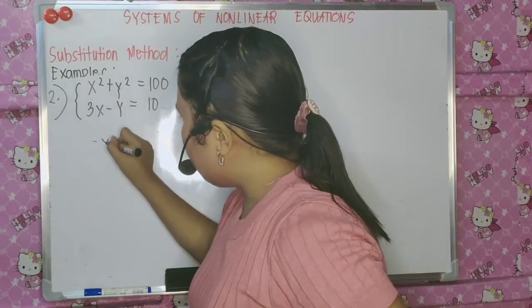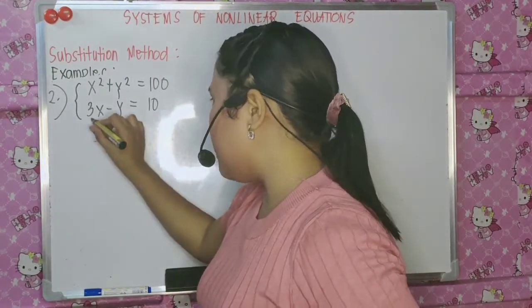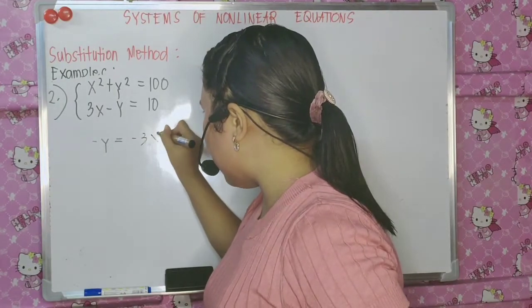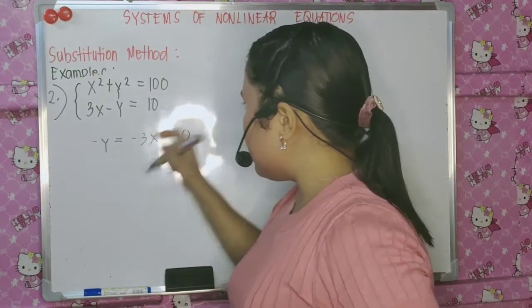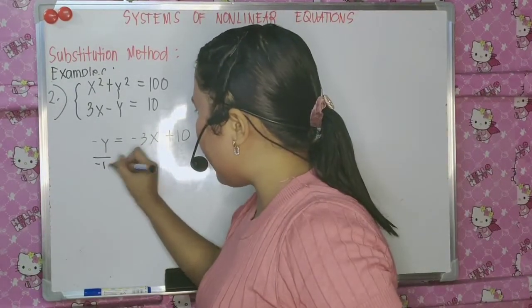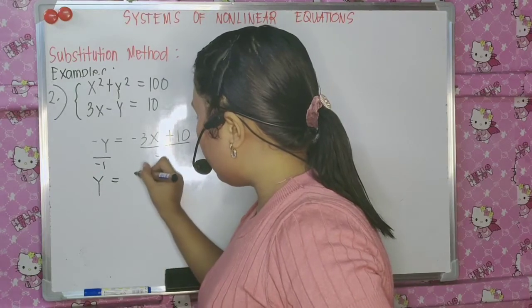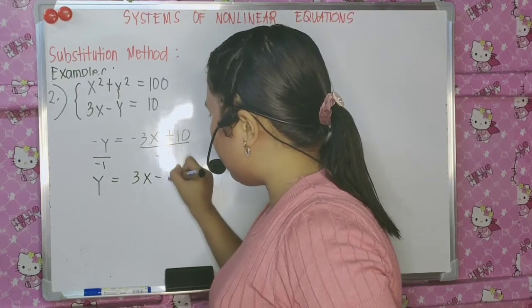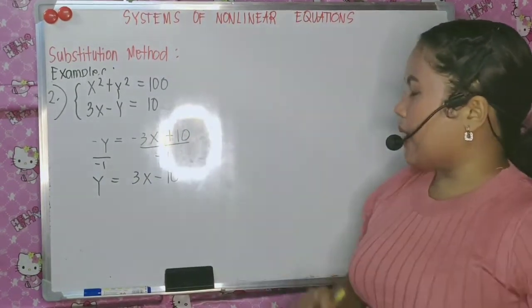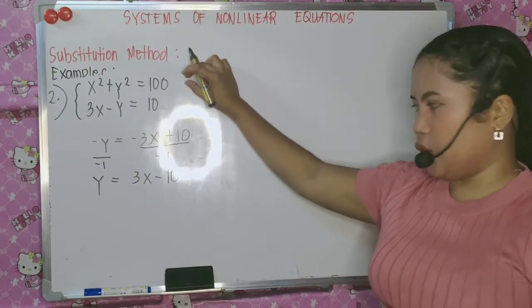Okay? So, negative y equals, so, copy. So, positive 3x magiging negative 3x and then positive 10. So, since may negative y, so may katabi siyang 1, so divide natin both sides by negative 1. So, y is equal to positive 3x minus 10. So, after po makuha yan, i-substitute natin to dito sa first equation, okay?